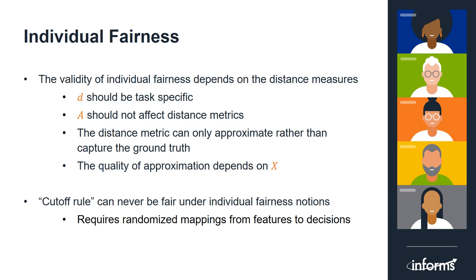Oftentimes, firms use machine learning algorithms to score individuals and then give favorable decisions to those whose scores are above or below a certain threshold. In our Lohengrin example, the bank may give loans only to those with credit scores higher than a threshold. Individuals whose scores are just above and just below the threshold are similar, and they should be treated similarly. However, with the cutoff rule, one group is always funded, whereas the other group never is. Therefore, the individual fairness notions require randomized mapping from features to decisions.